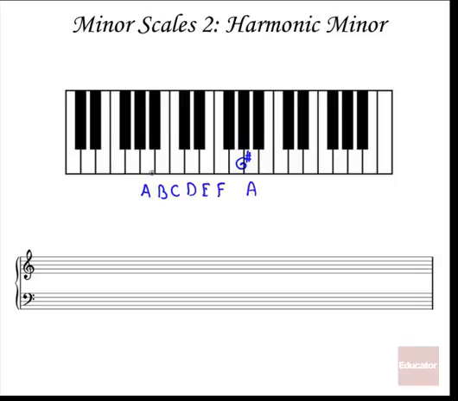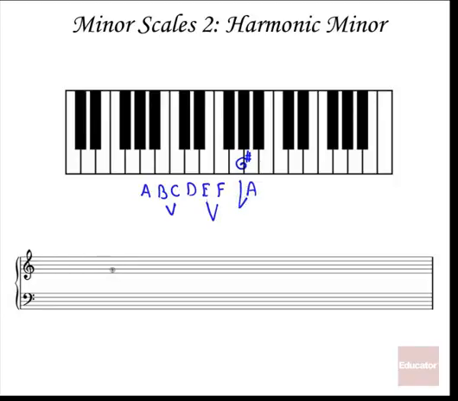So what does that do to the arrangement of whole and half steps? Let's see. So now we've still got this one here between B and C, and we still have the one between E and F. And now we have an additional one, since we've moved the G up a half step, means that there's now no note between G sharp and A. So here is our third half step.